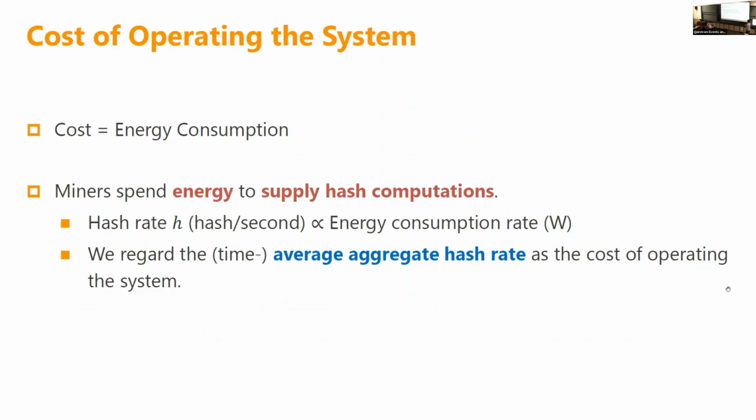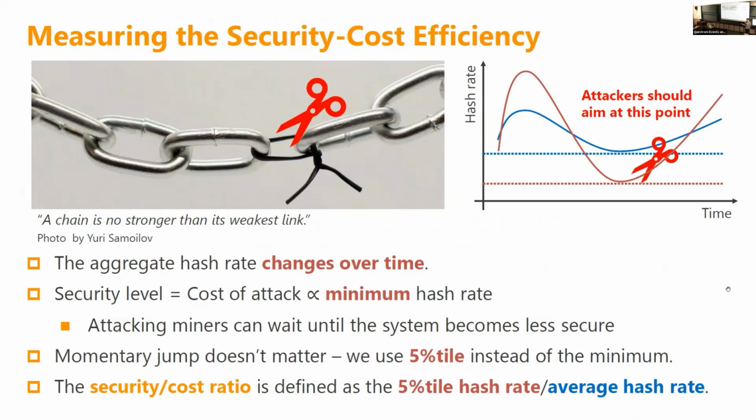Let me explain how we can define the cost of operating the system. The cost is the energy consumption, and miners spend energy to supply hash computations. So hash rate is proportional to the energy consumption. In this paper, we regard the average aggregate hash rate as the cost of operating the system. The security is also measured by the hash rate. As you know, many attacks on proof-of-work cryptocurrencies are more serious and relevant if the hash rate is low.